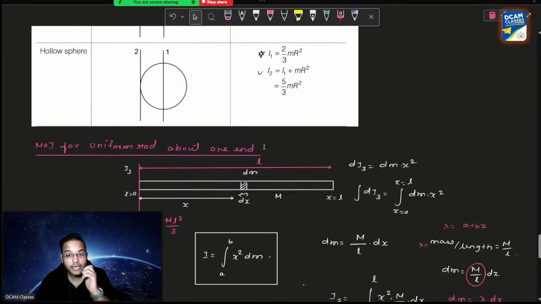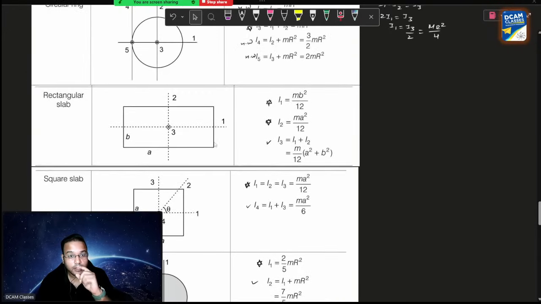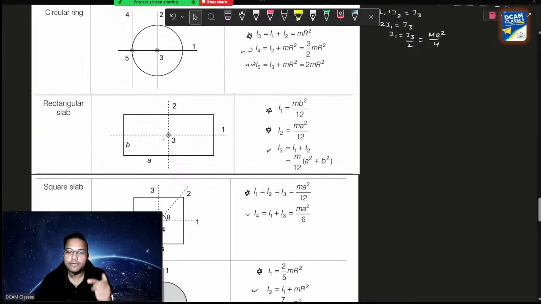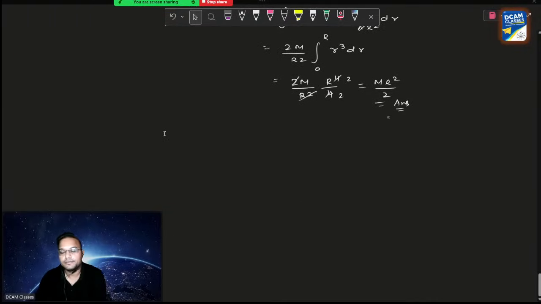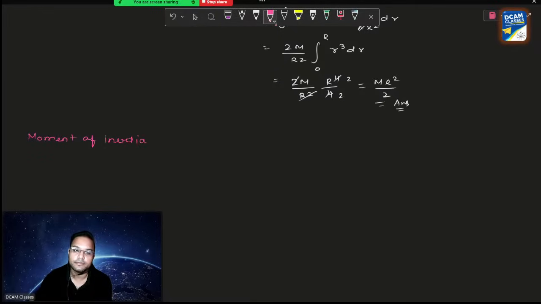Now coming to the next part, let's try for the rectangular slab. The similar result will be for a square slab. So this would be your last, finding out the moment of inertia. Moment of inertia for rectangular slab. Can anyone suggest how to find the moment of inertia for a rectangular slab?